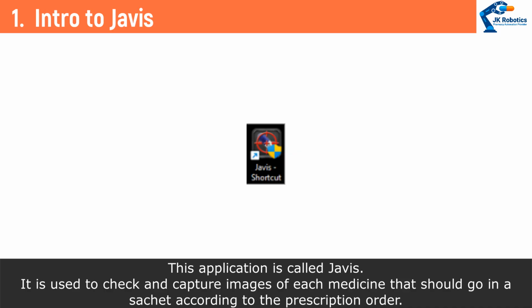This application is called Javis. It is used to check and capture images of each medicine that should go in a sachet, according to the prescription order.